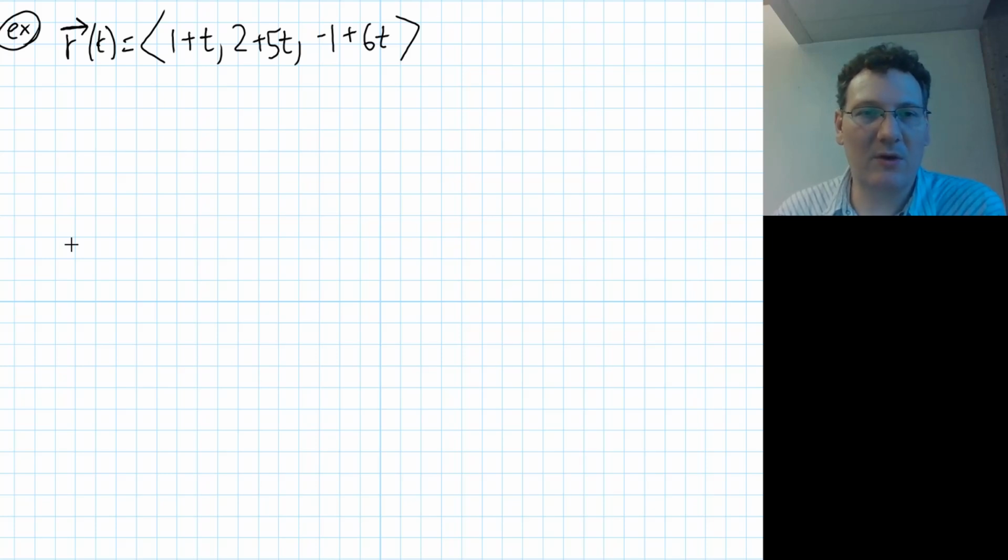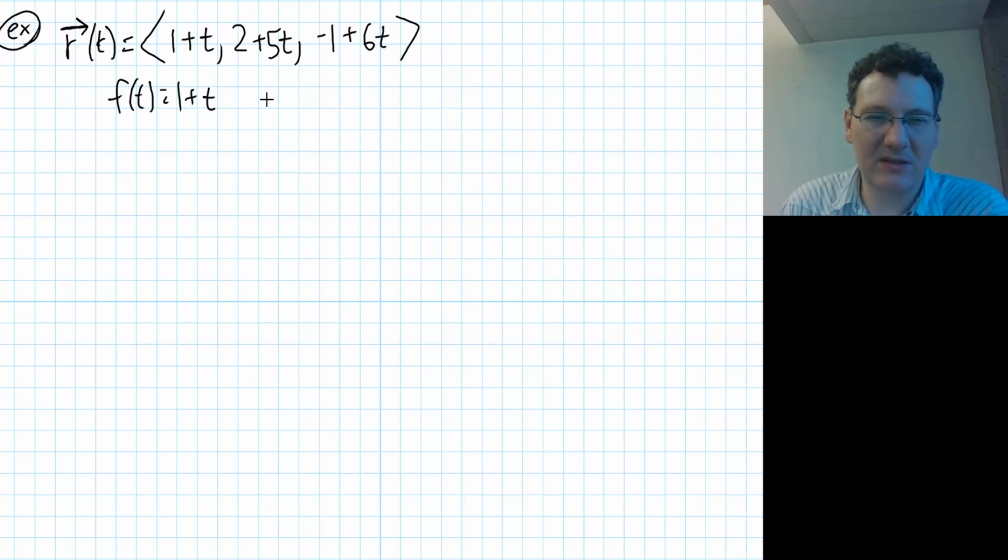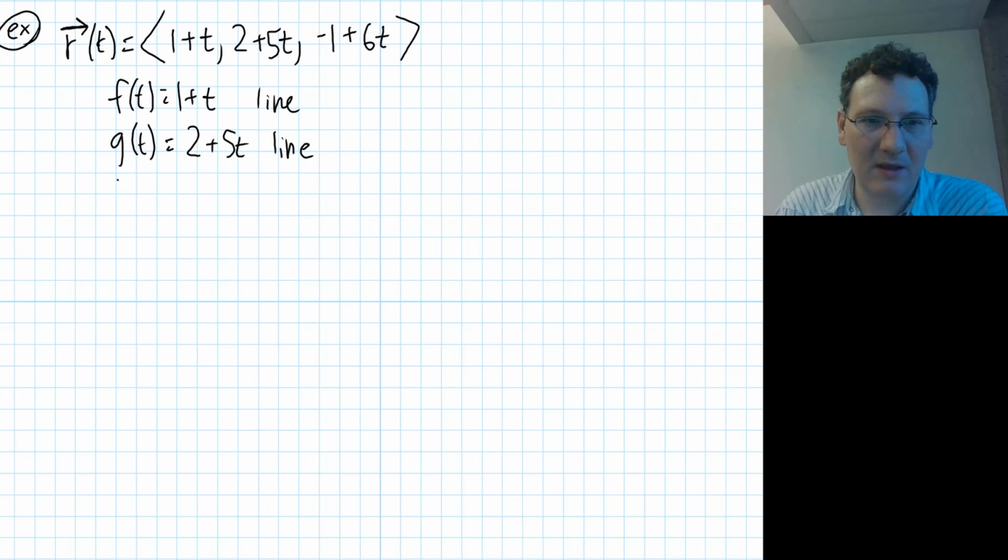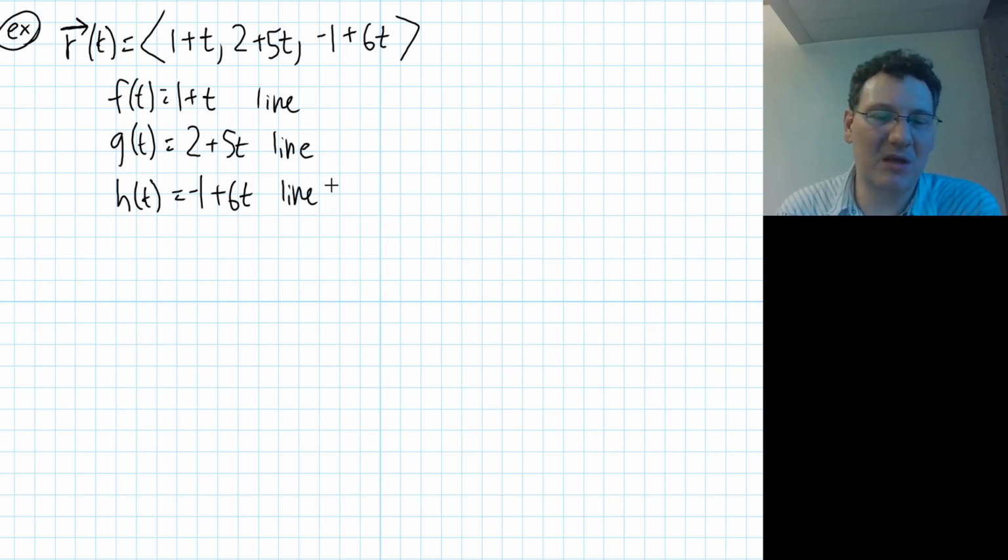So if we want to think about what is the curve that's defined by this vector function, what we have is f of t is 1 plus t, which is a line. Then we have g of t is 2 plus 5t, which is another linear function. And then h of t, negative 1 plus 6t, also a line. And so it follows as t increases bit by bit by bit.